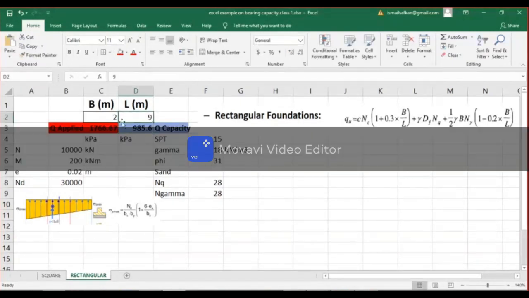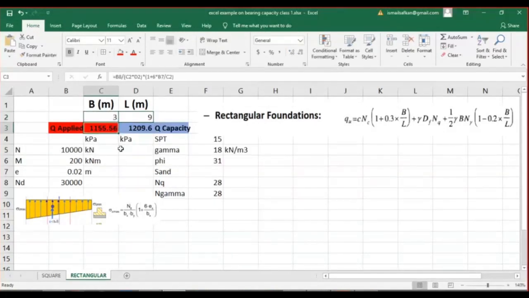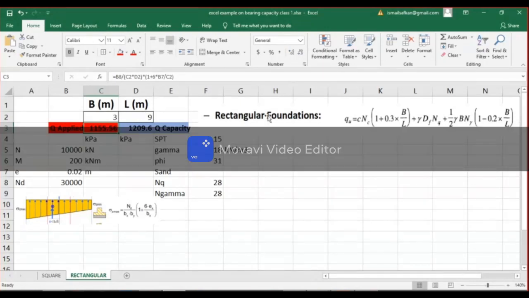9 for L. As you see, an increase in L doesn't really help in the capacity. But if you change B, it helps too much. So 3 by 9 will satisfy my applied pressure in the moment. Okay, this is the stress component. If you have any question now, please ask me.